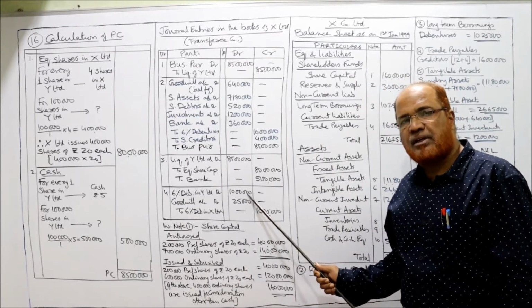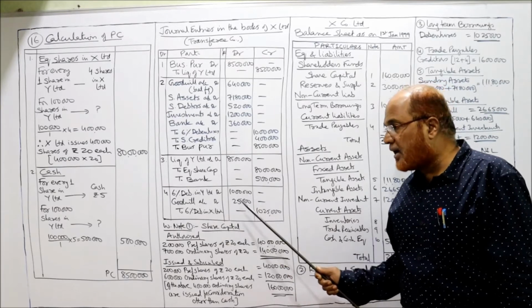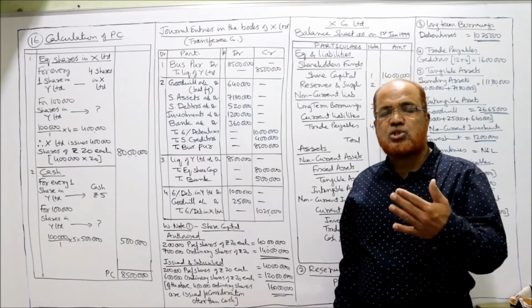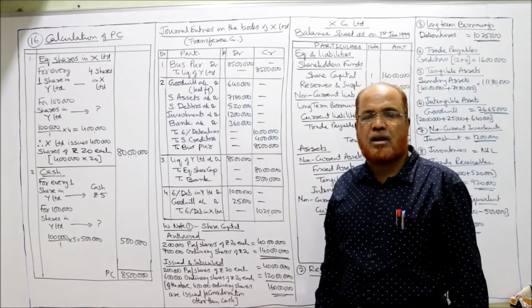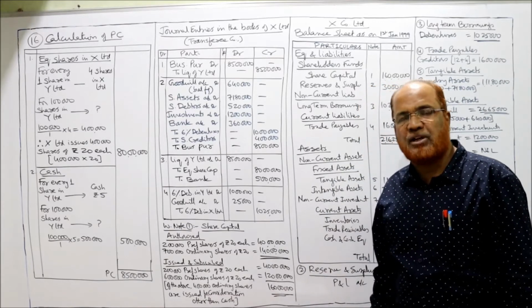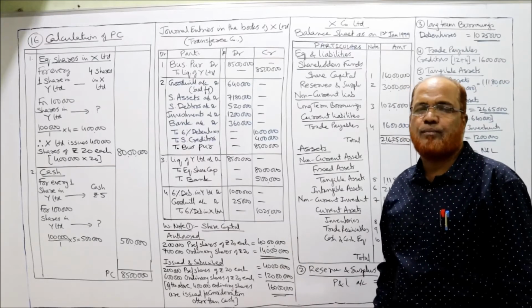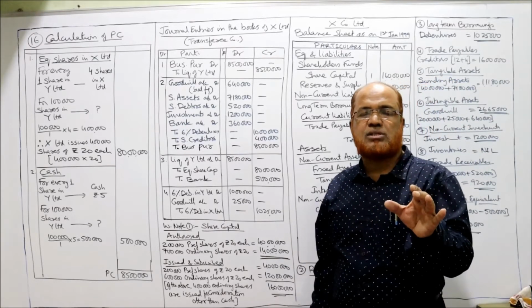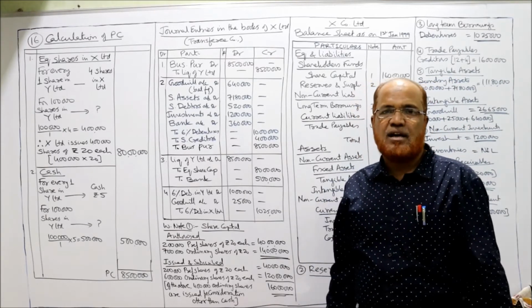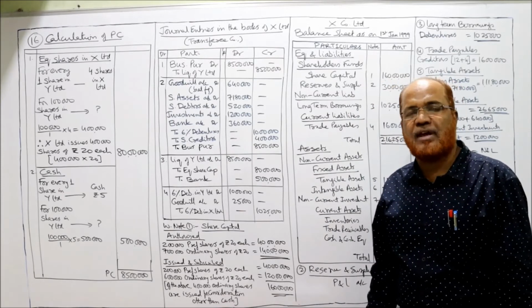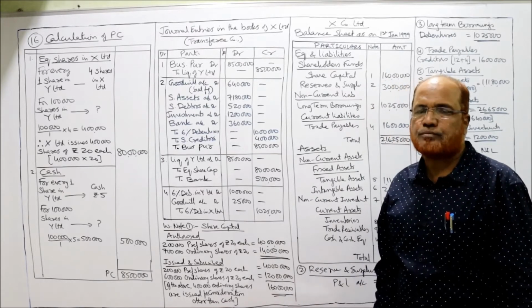तो एंट्री: 6% डिबेंचर इन Y Limited अकाउंट डेबिट, गुडविल अकाउंट डेबिट 25,000। जो एक्स्ट्रा 25,000 रुपीस पे कर रहा है, that will be debited to goodwill account. To 6% debenture in X Limited 10,25,000. Being the old debentures of Y Limited cancelled and new debentures of X Limited are issued.